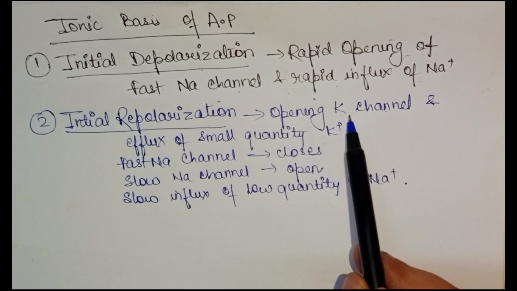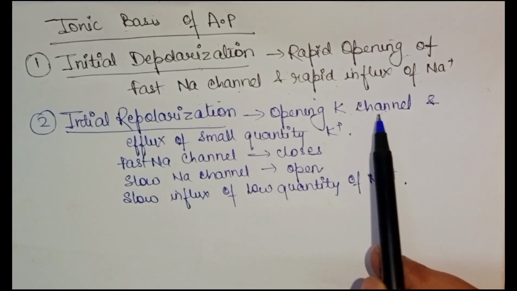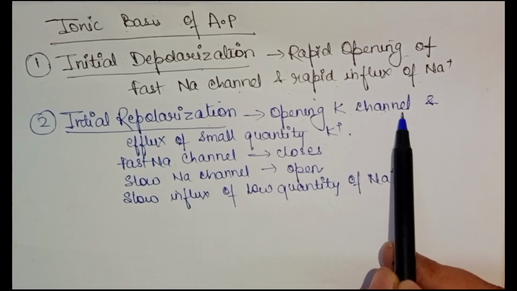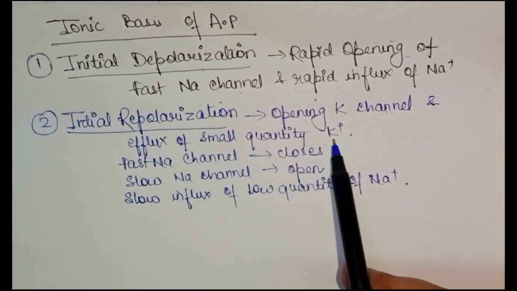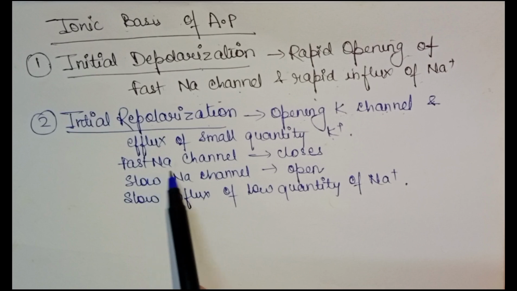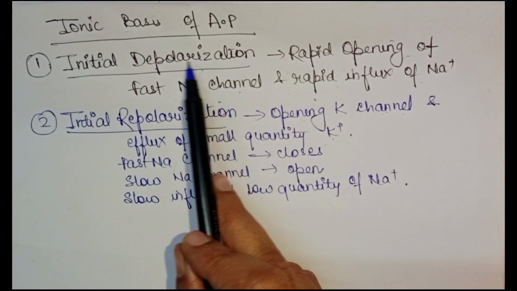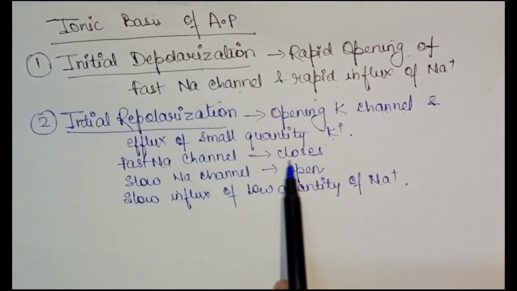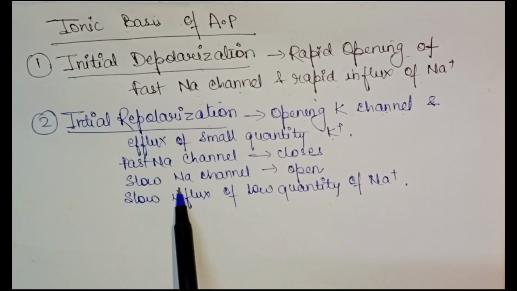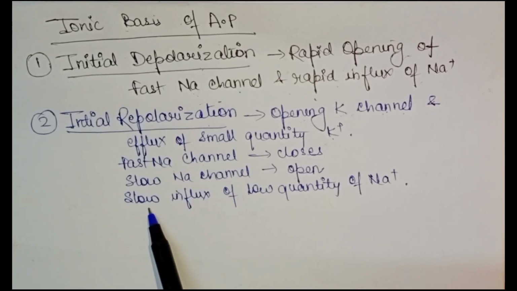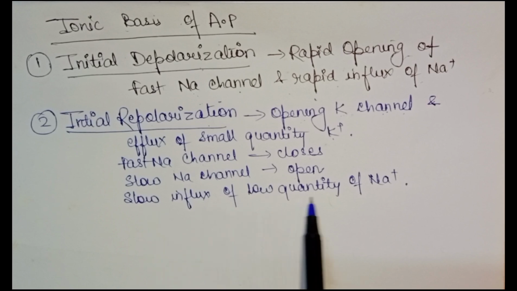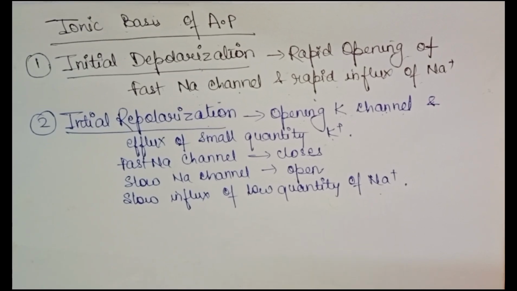So what happened in initial repolarization? There is a transient opening of potassium channel, and as a result there is efflux of a small quantity of potassium ion, and the fast sodium channel, which was opened during initial depolarization, closes now and the slow sodium channel opens.